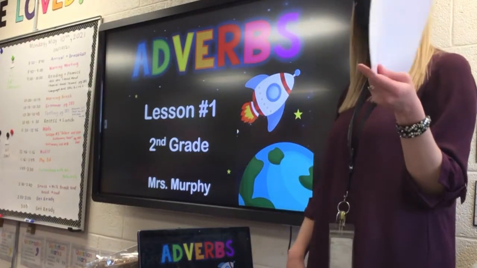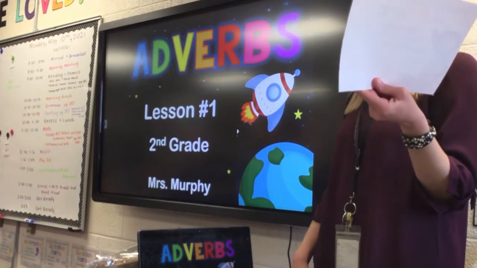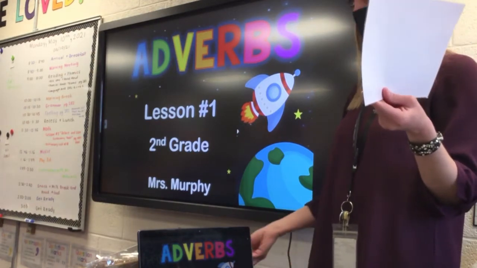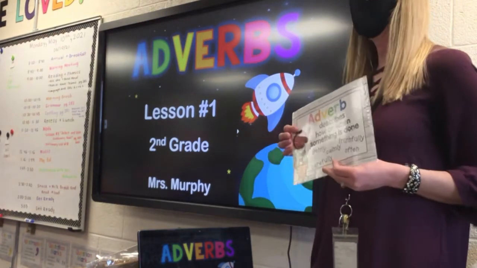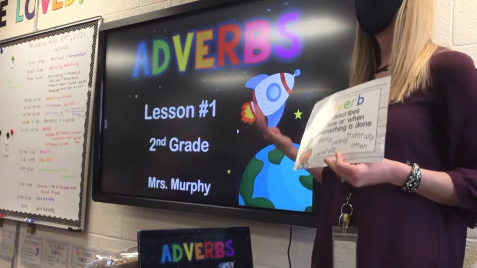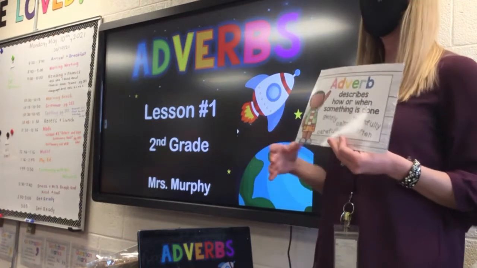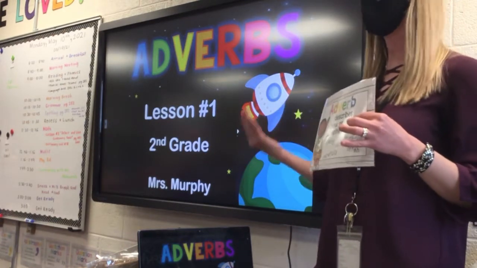I will put on the wall for this year. And we are going to learn an adverb. An adverb describes how or when something is done. And we have learned a verb shows action, so we're going to learn how that verb is done.